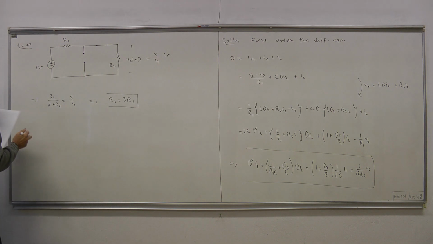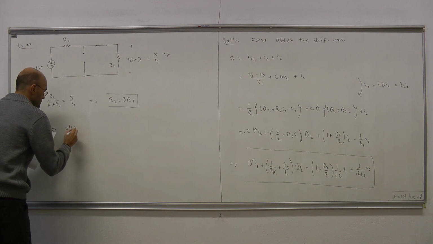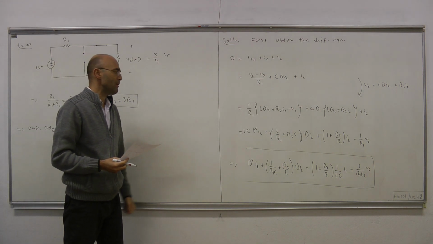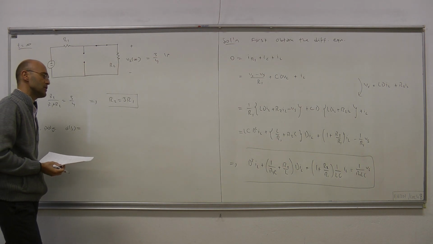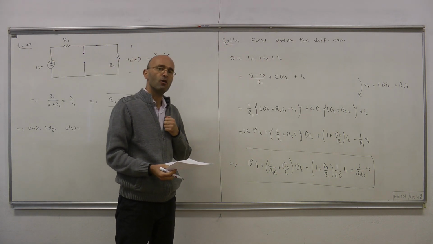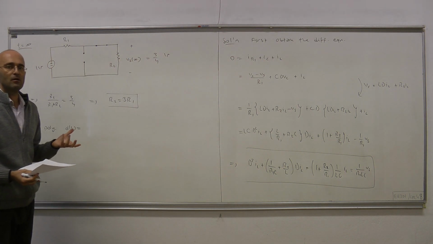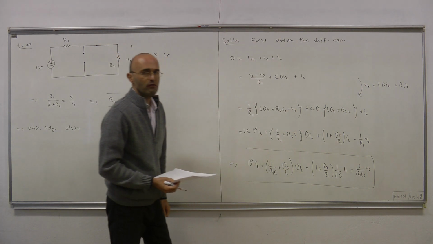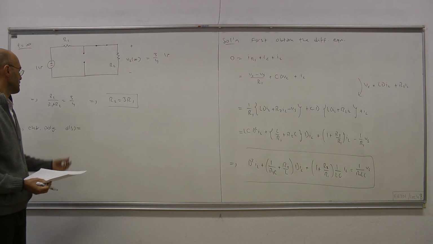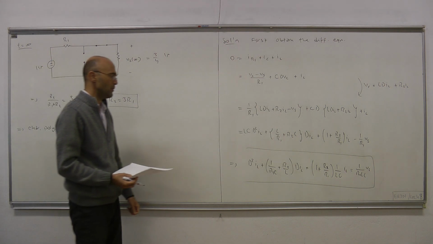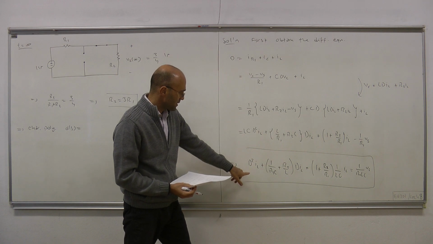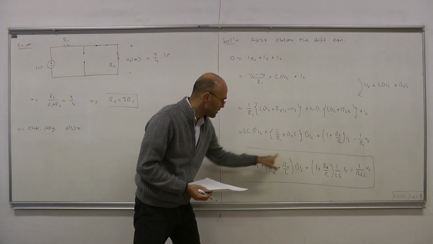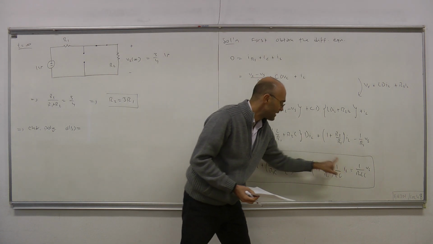Now, what's the characteristic polynomial? Characteristic polynomial is obtained by looking at the left-hand side of the differential equation, and characteristic polynomial is independent of the formulation variable. So we formulated in terms of IL. You could have formulated in terms of VC. Still, we would have the same characteristic polynomial. Anyways, the characteristic polynomial is s squared plus this times s plus that coefficient.